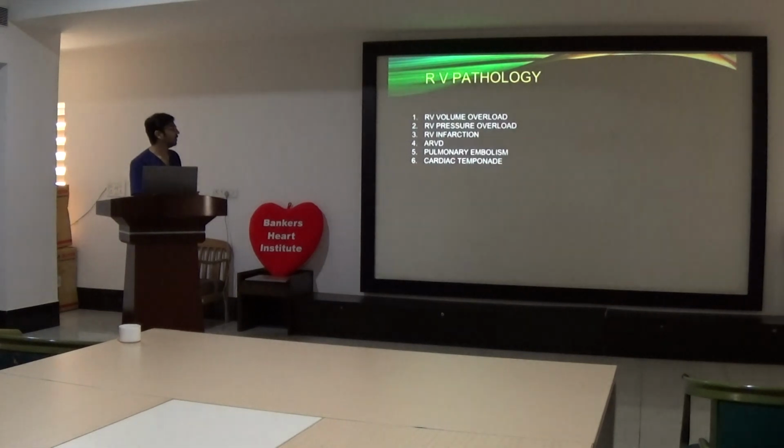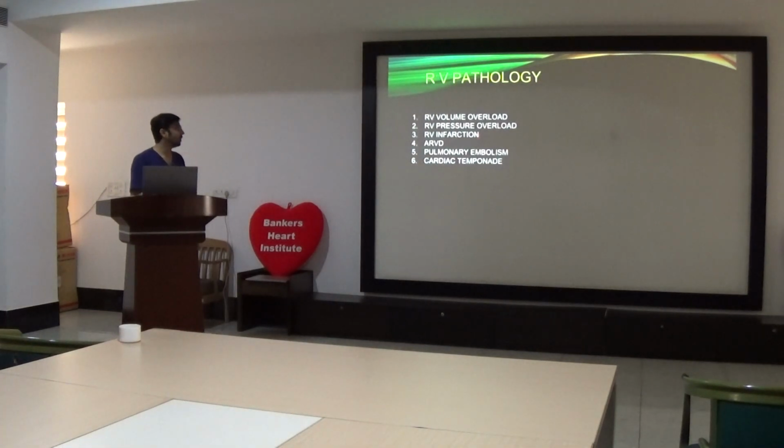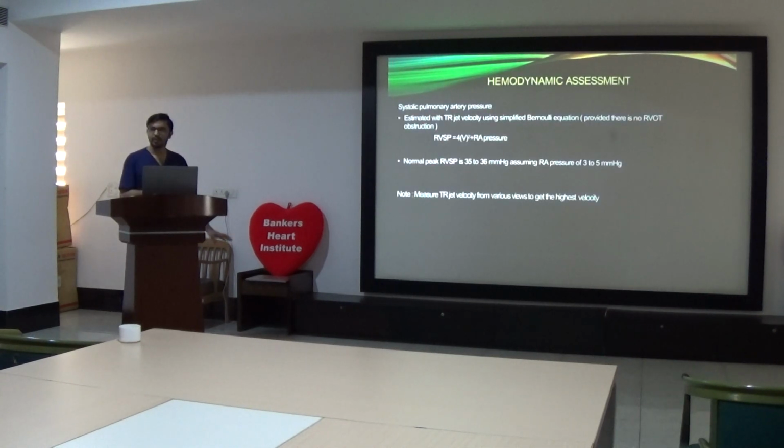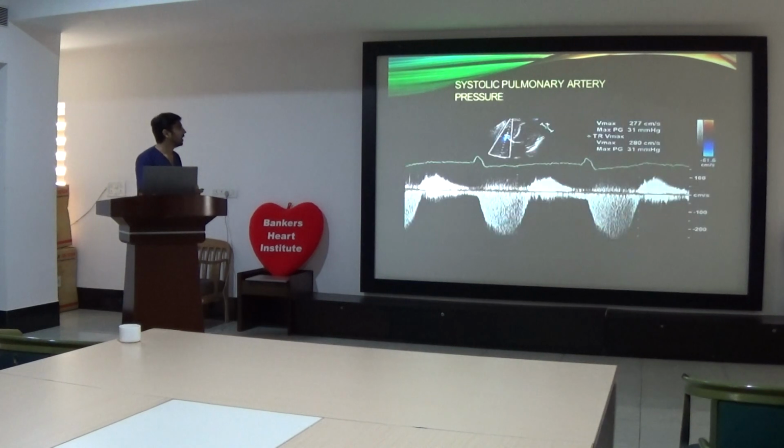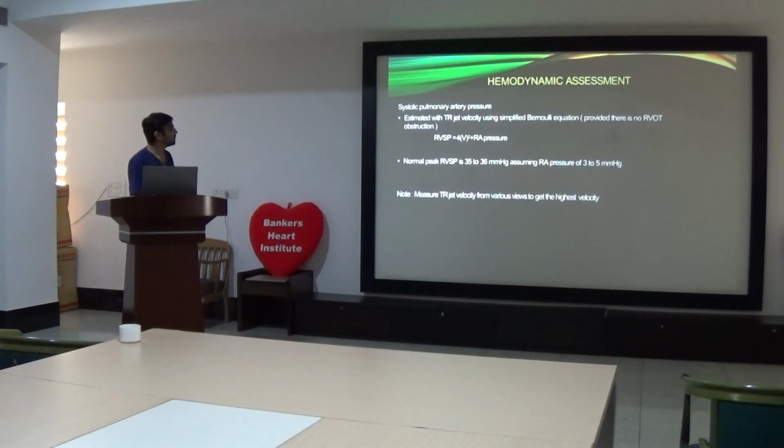So right ventricular pathology, there are different pathologies like right ventricular volume overload, pressure overload, infarction, RVD, embolism, pulmonary embolism, and cardiac tamponade. So all these things need to be assessed through the right atrial pressure, IVC, right ventricular pressure, tissue Doppler, myocardial perfusion, systolic and diastolic dysfunction of the right ventricle, and the size and volume assessment by visual, eyeball, and by the difference.